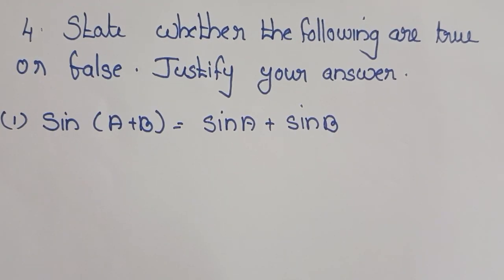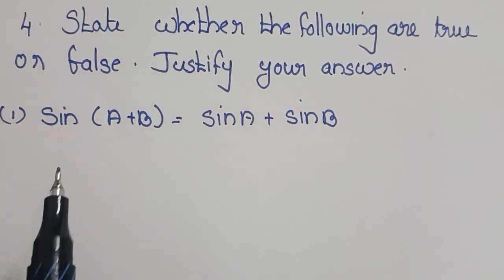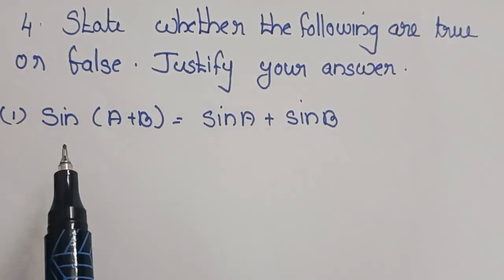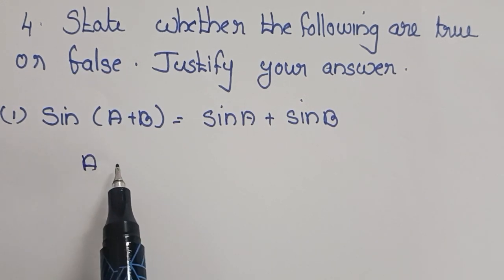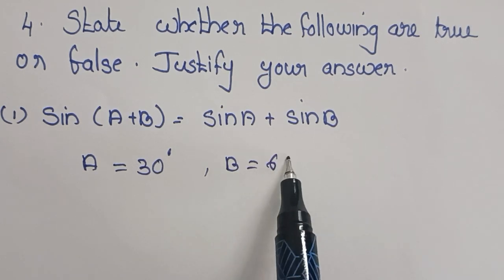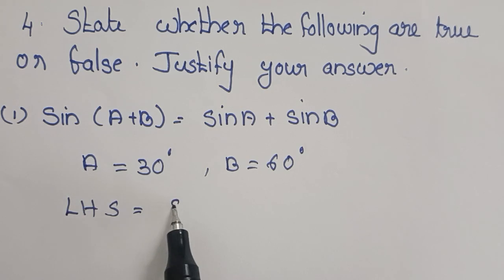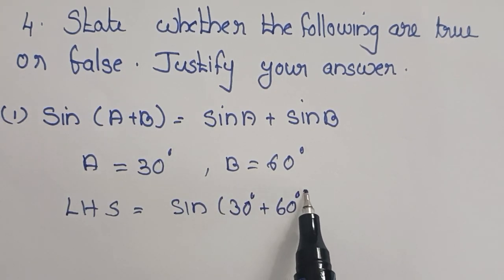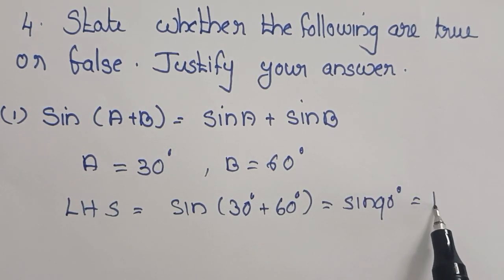Fourth one, state whether the following are true or false. Justify your answer. First one, sin(a + b) = sin a + sin b. Now take any two values, we can take a = 30 degrees and b = 60 degrees. Then substituting in LHS, LHS becomes sin(30 + 60) degrees, that is sin 90, and we know that sin 90 degrees = 1.